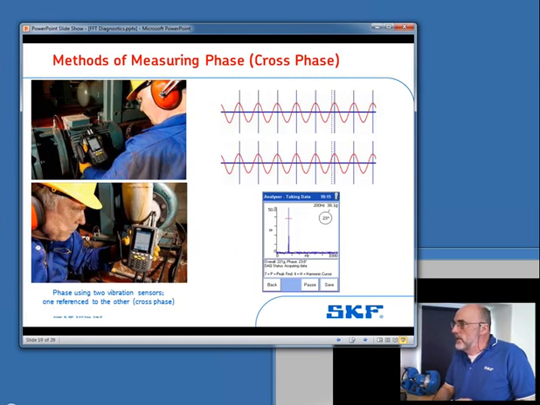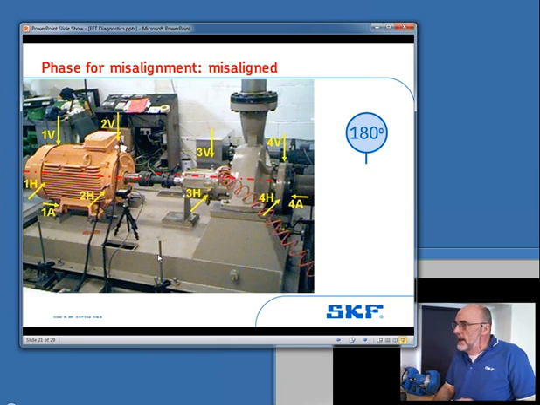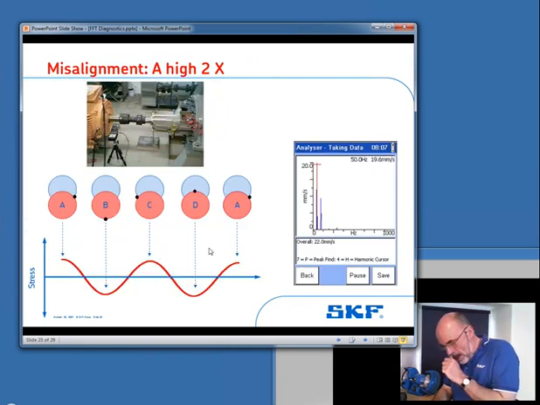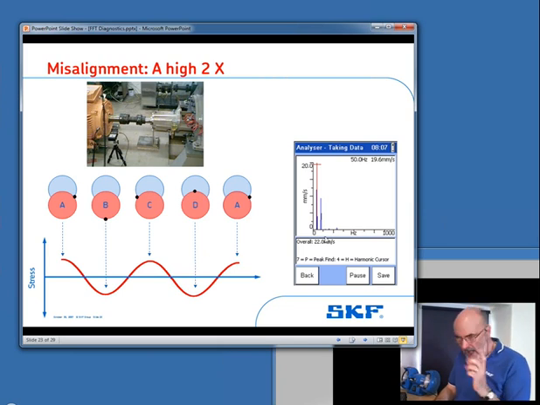And what else can we do? We ought to, while we're here, just quickly show you misalignment. So the shape of the spectrum in misalignment, if you look at the webinar on that session, we expect to see a high 2 times.